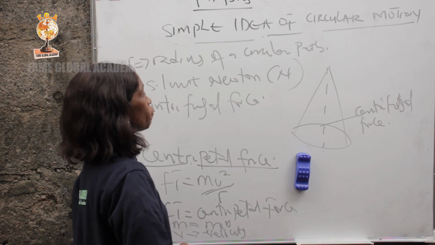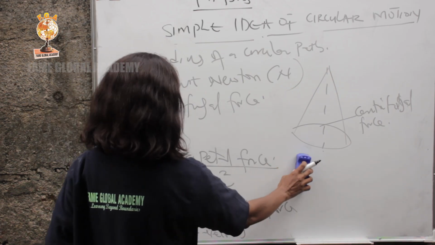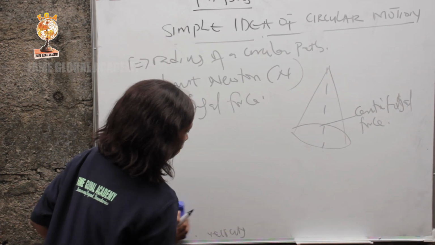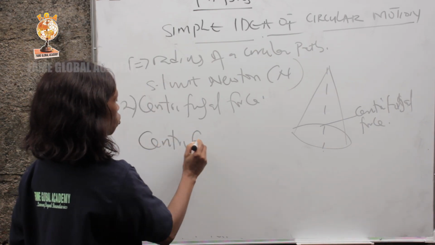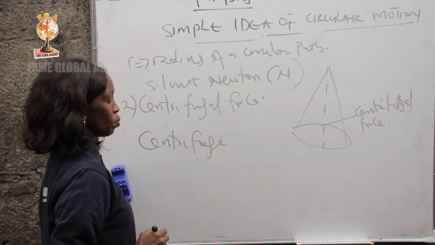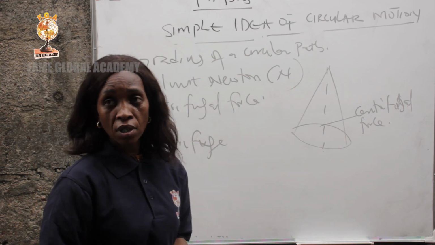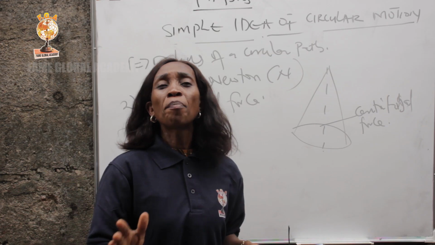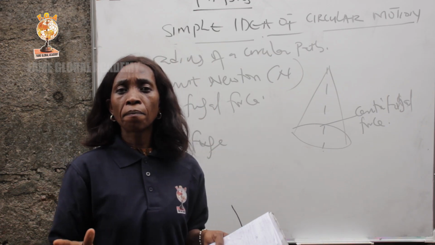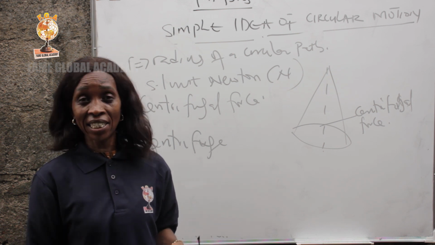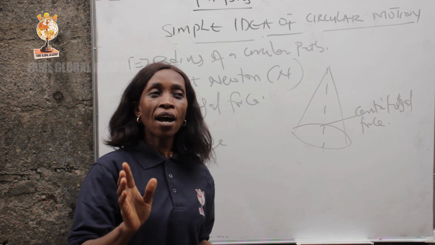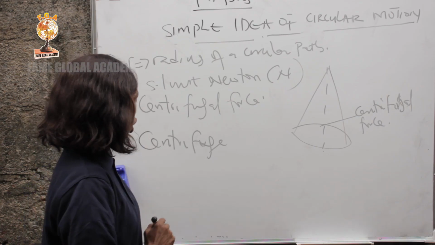They call it centrifuge. A centrifuge is being used in the hospitals to separate two liquids of slightly different density. Take, for instance, cream and milk.